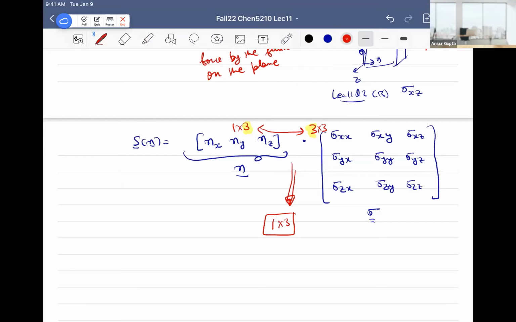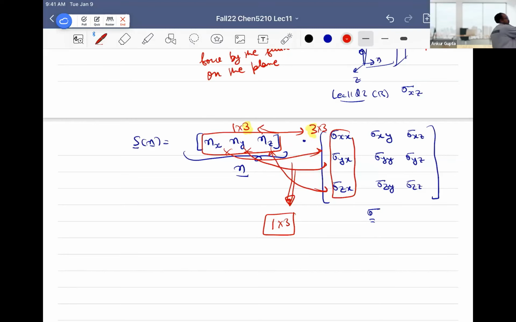Some students find it easier to use an index notation, where they just sum it out automatically. But if you prefer this form, and I actually use it all the time, I write it like this, and it's essentially the same thing. So how will I calculate something like this? It's matrix multiplication, and basically you multiply individually: nx with this, ny with this, nz with this, and then you sum them, right? That becomes the first element. Then you do the second, and then the third. That's how we do it.